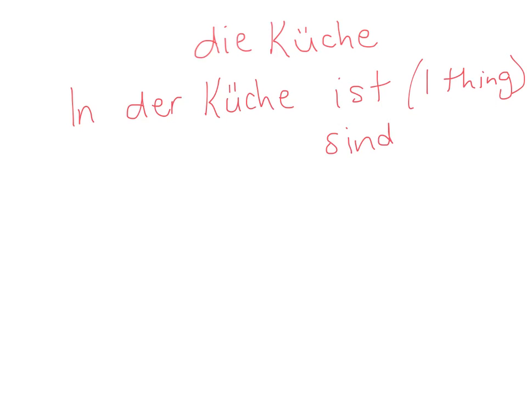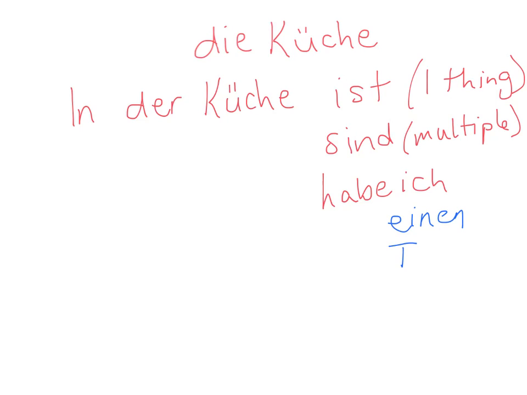Just like we do in English, we don't say in the kitchen is and then list a whole heap of things. We say in the kitchen are and list a heap of things. So that's multiple things for sind. Or you could say habe ich again. In the kitchen I have. And again, remember that der words have to be einen when you talk about them, with einen Tisch, desk, table, or you could have eine or ein for die and das words.